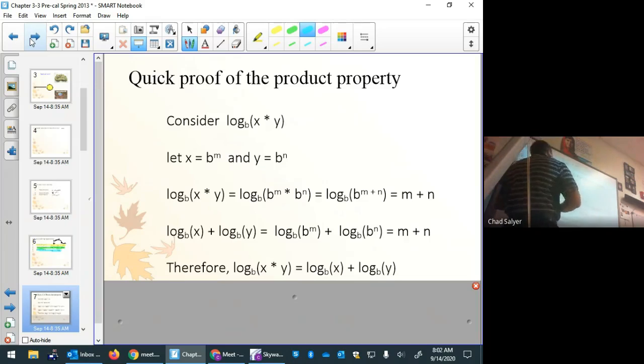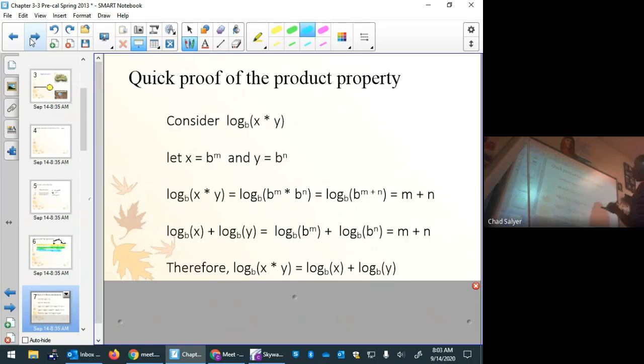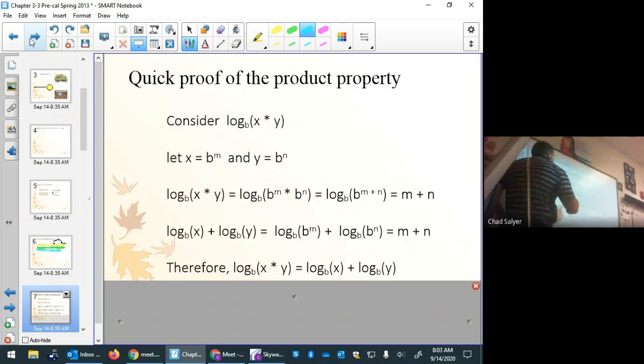If we let x equal b to the m, so b is some legal exponential base, that means b to some power m is going to be equal to x. And y, b to some power n, is going to be equal to y. So I can rewrite that original expression as log base b of b to the m times b to the n. And now here's where we apply that exponential property. Remember, when I have the same base, I can add the exponents. So the log base b of b to the m plus n.